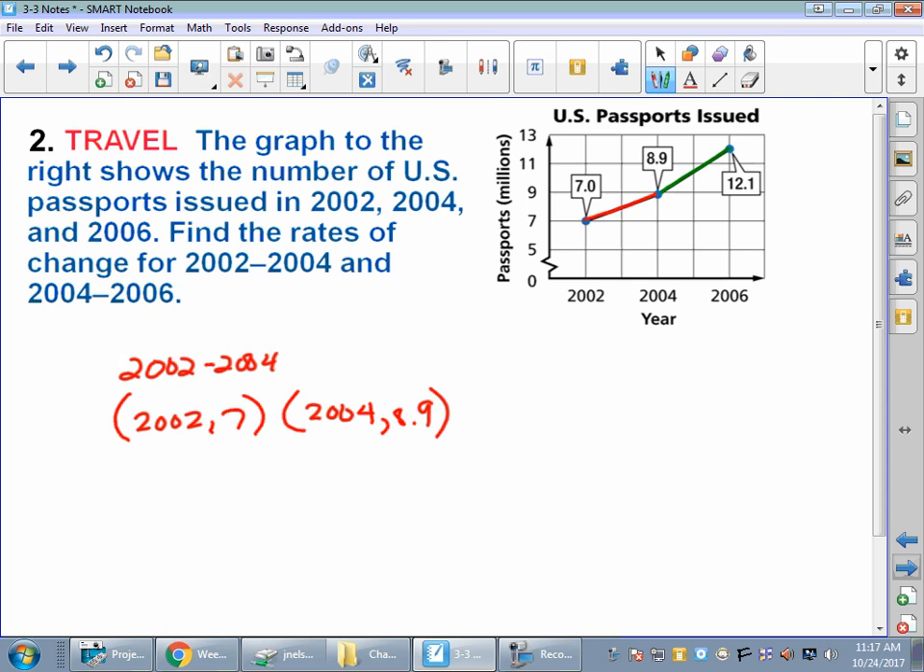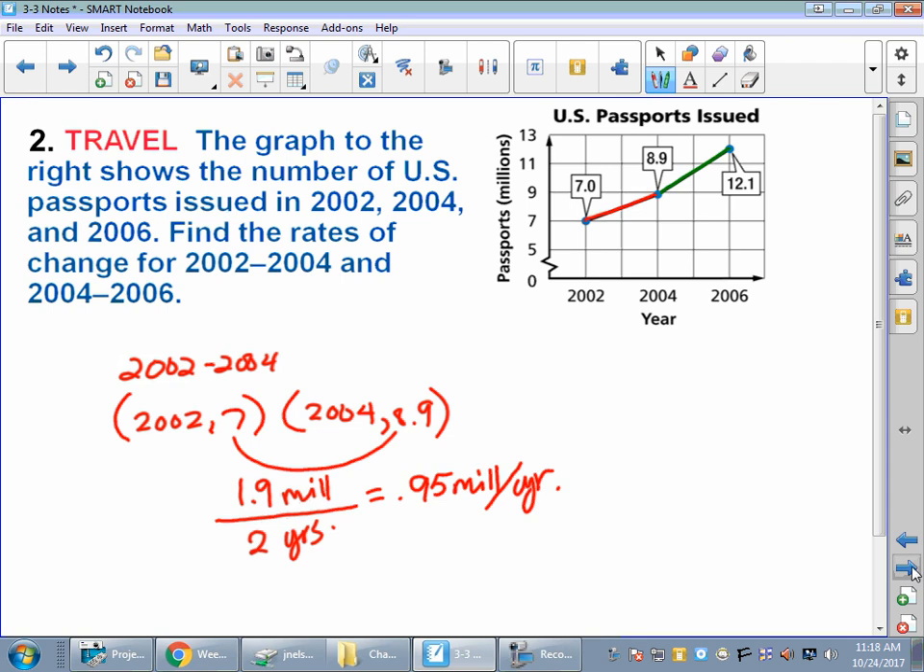But the change in my y values, if I subtract those two, went up. So if I take 8.9 and subtract 7, it went up 1.9 million passports. It's positive because it went up. And then my time, I can just do that quick math, 2 years. So this increased 1.9 million passports every 2 years. Since we want to get a rate, anytime we do a rate, we want to actually divide that out. So 1.9 divided by 2, that's 0.95 million, just under a million per year. 0.95, almost 1 million every year.